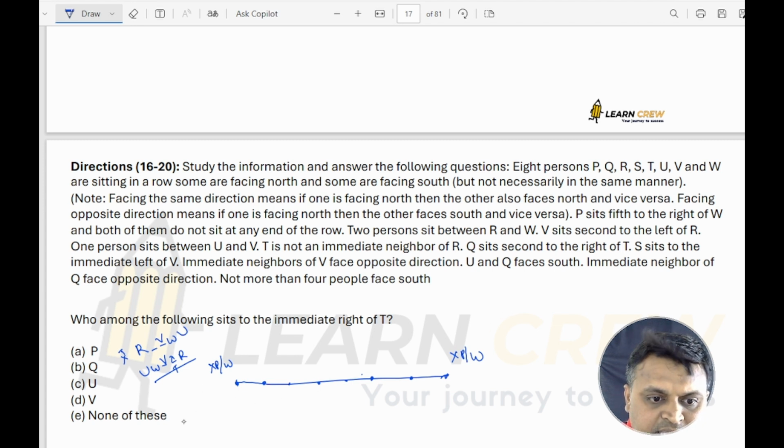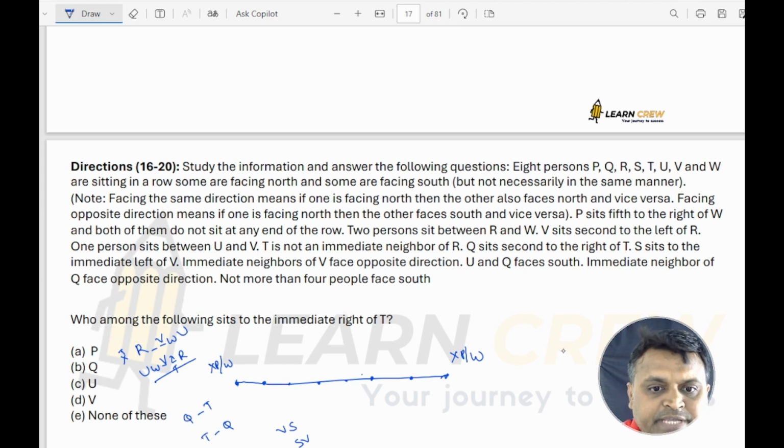Q is second to the left of T means it can be like this or it can be like this. S is to the immediate left of V means it can be like this or it can be like this, according to which way they are facing.